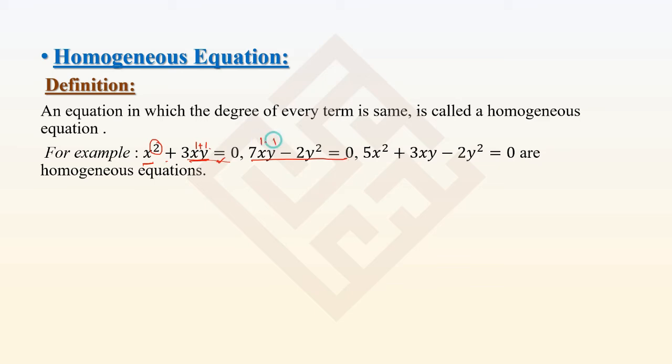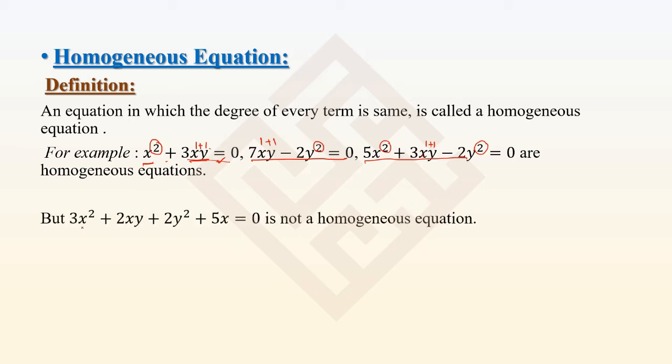This is 1 plus 1, so that is 2, and here the degree is 2, so you can say the degree of this equation is 2. Similarly over here, x square has degree 2. Here, for the xy term, if we look at the degree, it is 1 plus 1, that is 2. y square also has degree 2. Then these are equations of homogeneous equations.